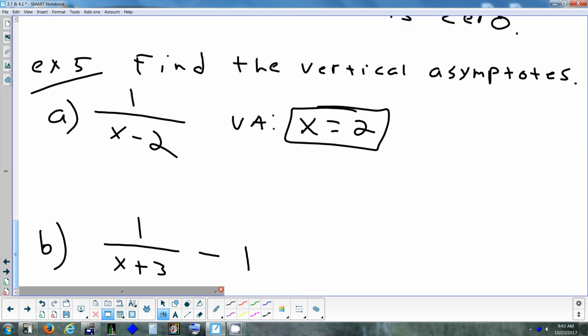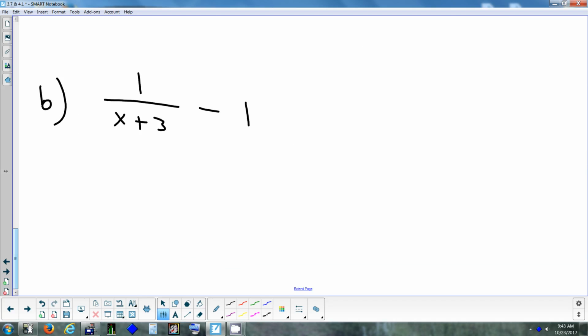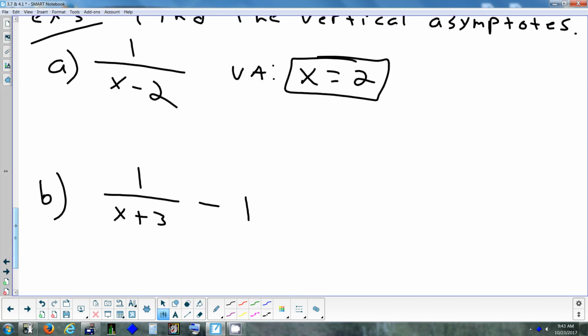Shauna, what value would cause me to divide by 0 in example B? Not 3. 3 would be okay. That'd give me 6 in the bottom. What would cause me to divide by 0? Negative 3. And because it's a vertical asymptote, just make sure you write x equals.